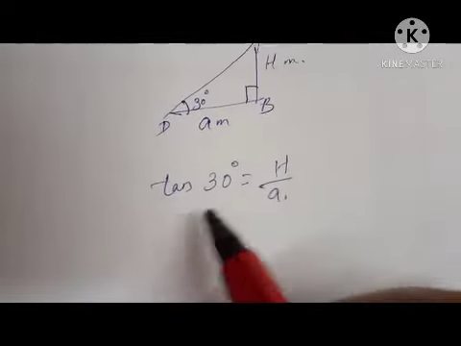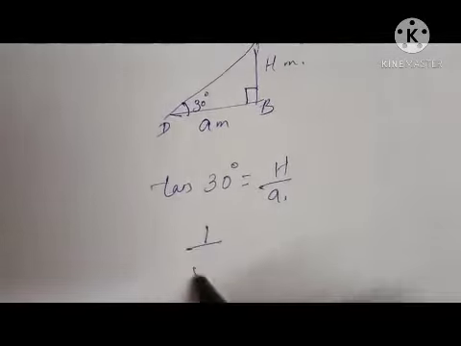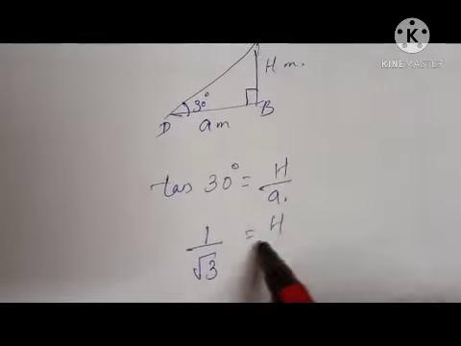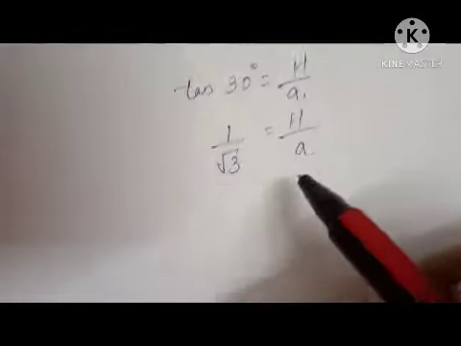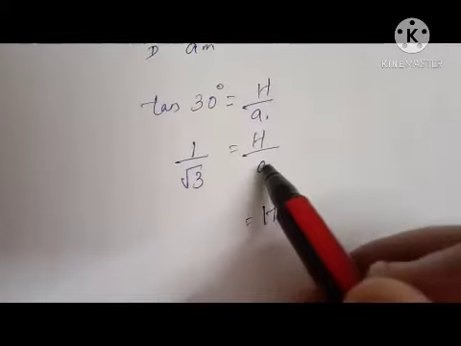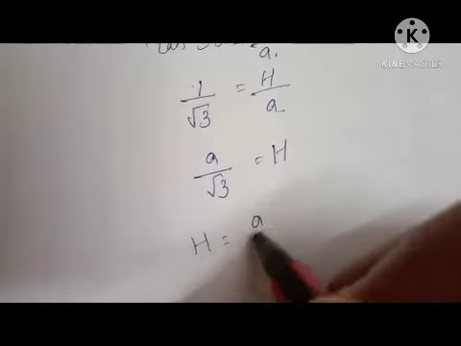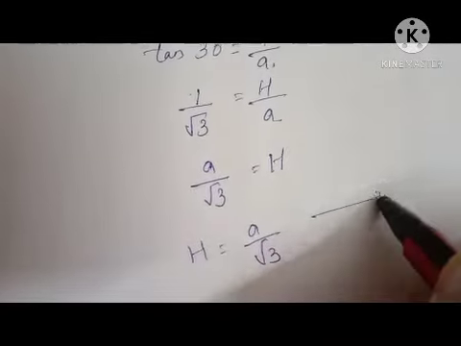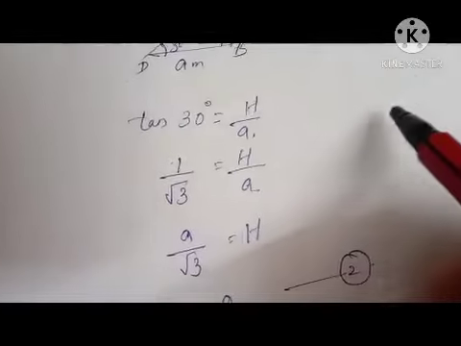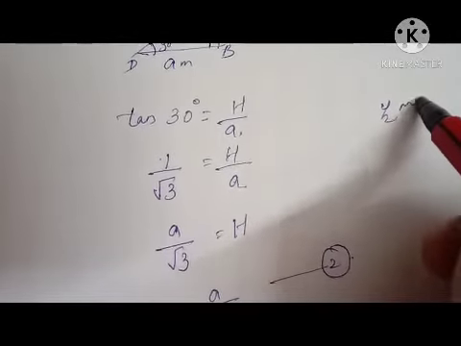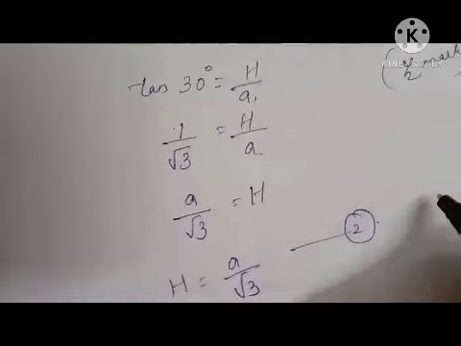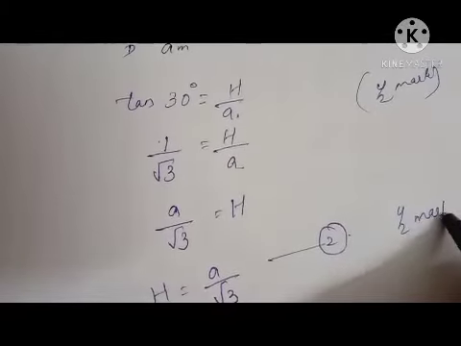Then we know that the value of tan 30 is 1 by root 3. So that is equal to H by a. Then we have to find H. Transpose this a to here. So H equals a by root 3. This is equation number 2. So for this half mark, then for this half mark.